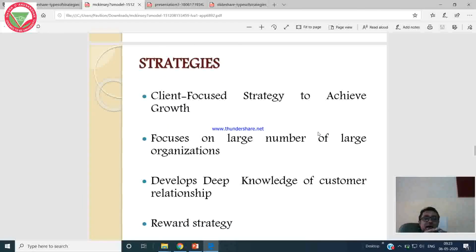So what are the various strategies that they adopt? The strategies adopted by them are client-focused strategies to achieve growth. For us, the client plays the major role. They focus on a large number of organizations in order to gain more market share, and develop deep knowledge of the customer relationship. If you remember, relationship marketing always plays a major role. And rewarding strategies: rewarding the best performing employees.